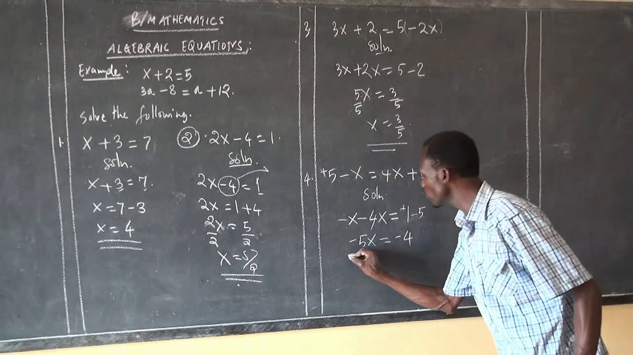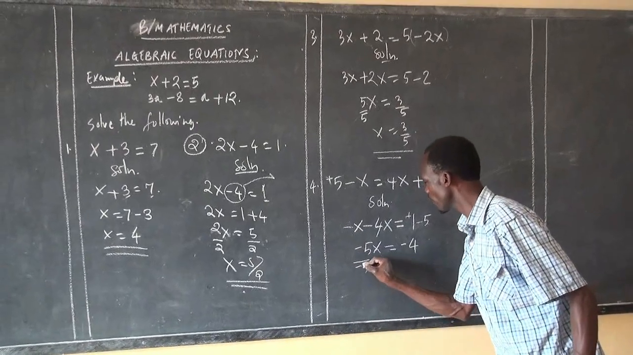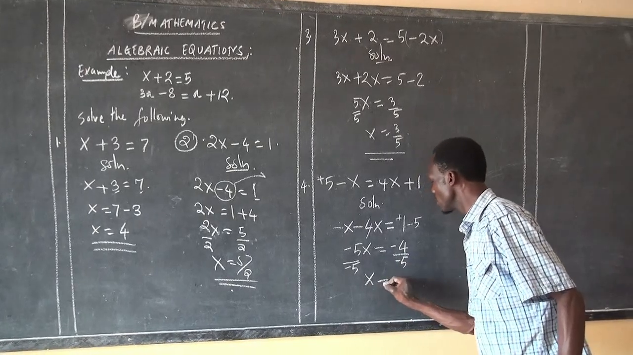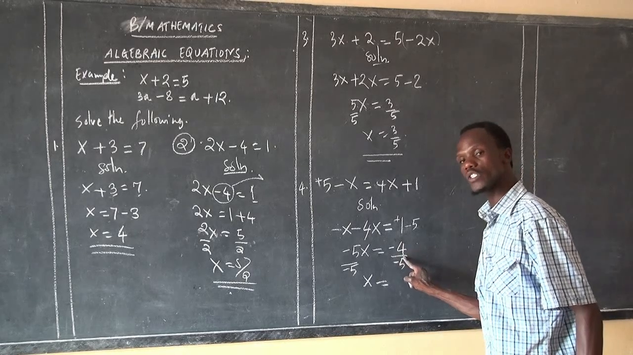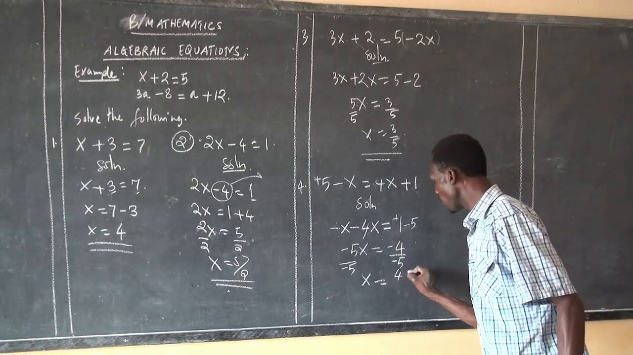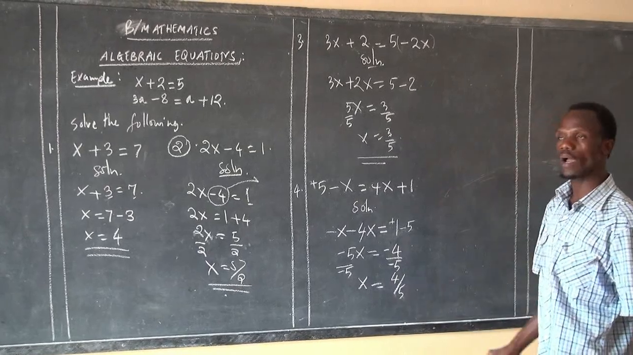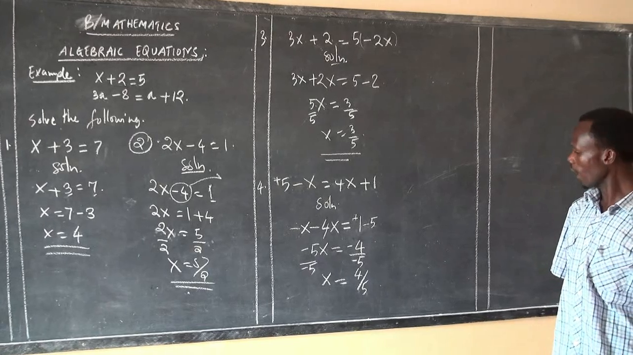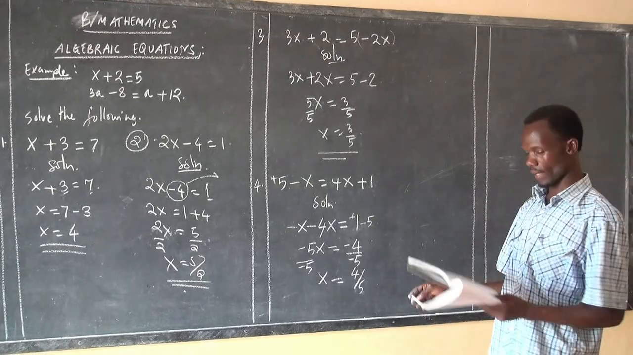Now what do we definitely do? We divide by negative 5. Now x is equal, negative divided by negative is positive. Now 4 over 5. That's how we definitely find it. Pamoja? Yes. Now this is the value of x.